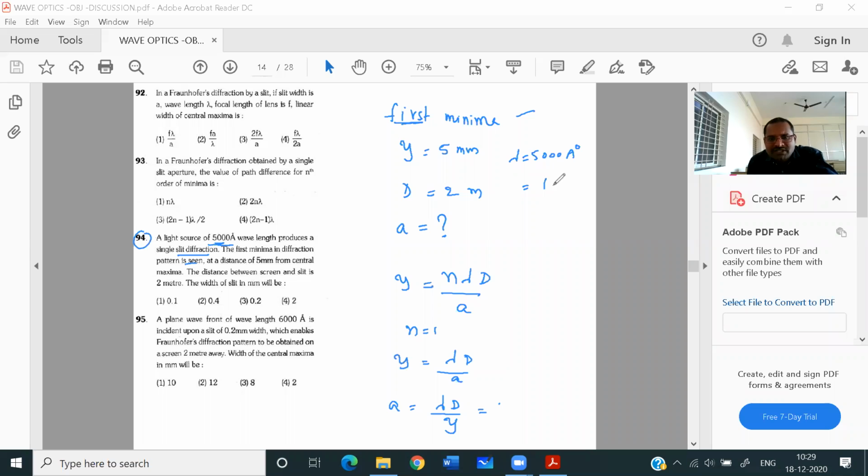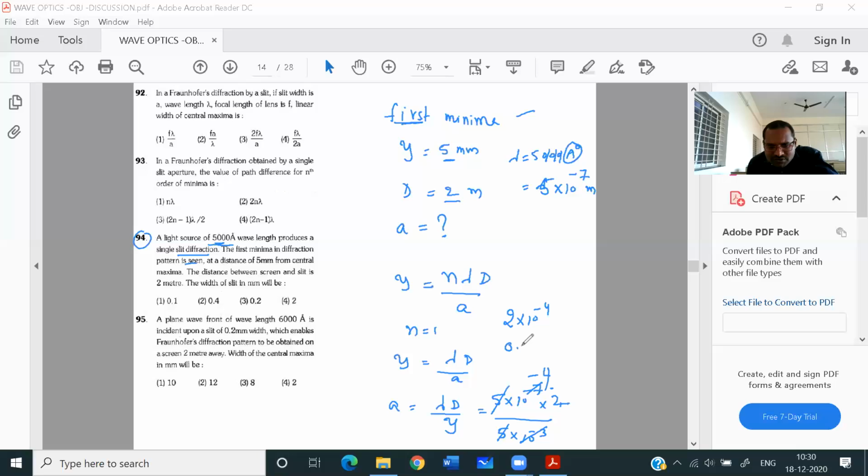5000 angstrom is 5 into 10 to the power of minus 7 meters. Correct? It is 10 to the power of minus 10, and because of these 3 zeros, it becomes 10 to the power of minus 7. So I am writing 5 into 10 to the power of minus 7 into D, given 2 meters, divided by y equal to 5 millimeters, that is 5 into 10 to the power of minus 3. 5 cancels, 10 to the power of minus 3 cancels with 10 to the power of minus 7, so you will get 2 into 10 to the power of minus 4.